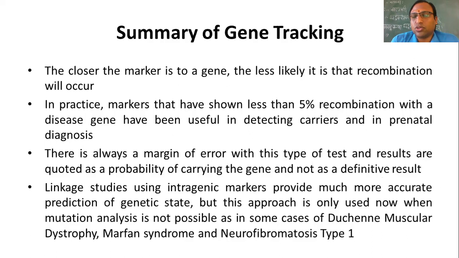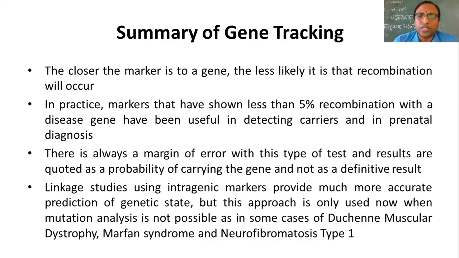In practice, markers that have shown less than 5% recombination with the disease gene have been useful in detecting carriers and in prenatal diagnosis. There is always a margin of error with this type of test, and results are quoted as a probability of carrying the gene and not as a definite risk. That is the important part, because statistics is mostly used here. As per the theorem, there is an 80-20 ratio: 80% chances are there, 20% you cannot say will be the result. You can say an 80-20 rule, or a 90-10 rule, which always follows in statistics. This also applies to karyotyping experiments and prenatal diagnosis.